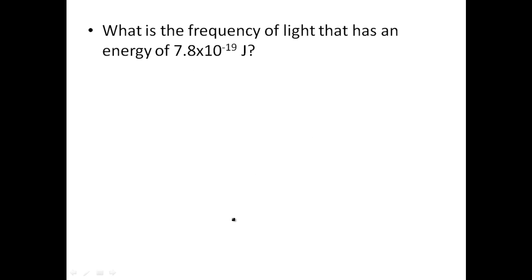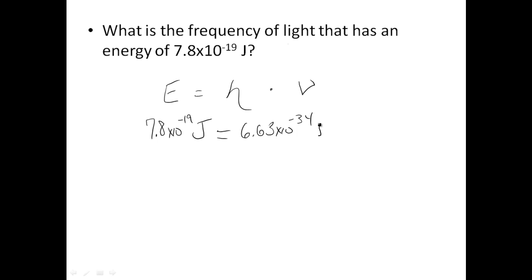And let's look at the opposite type of problem. It says, what's the frequency of light that has an energy...? So now we know the energy. We just have to figure out the frequency. So energy equals Planck's constant times frequency. The energy in this case is 7.8 times 10 to the negative 19th joules. Planck's constant is always going to be 6.63 times 10 to the negative 34th joules seconds. And then frequency is going to be a variable, still frequency.